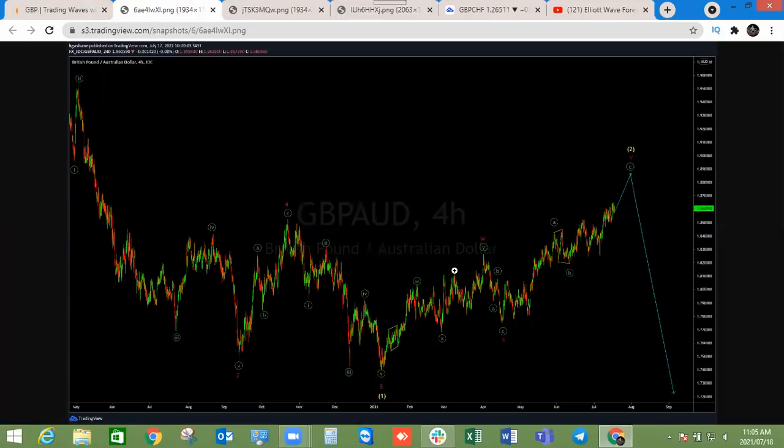Pound AUD, we're still looking for continuation to the upside. Last week, you saw how we forecasted pound AUD to push up from here. We are still pushing to the upside, still looking for continuation to the upside, looking at this bigger corrective structure here in this red W, X, and the Y here. So that is what we're looking at. So continuation to the upside on pound AUD.